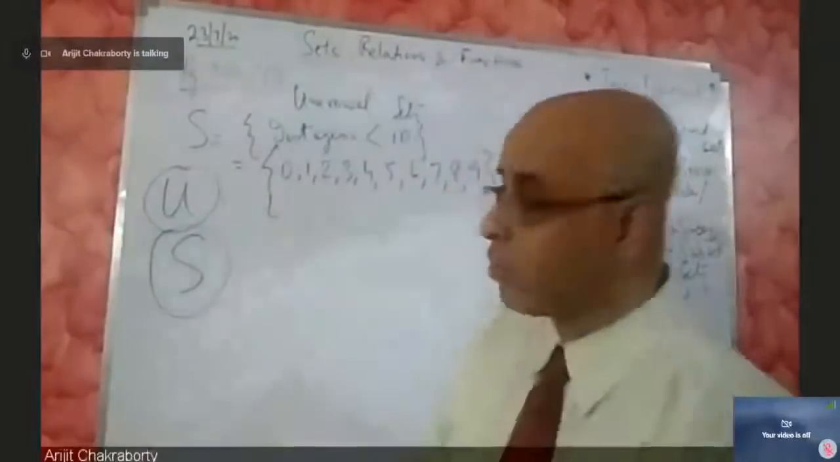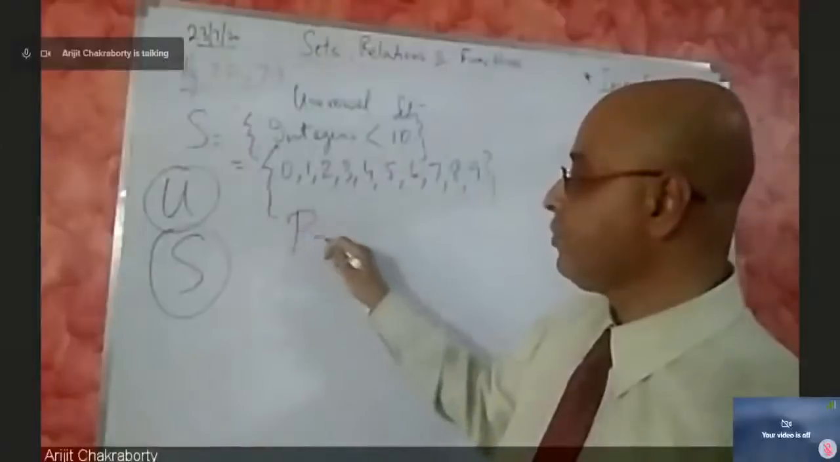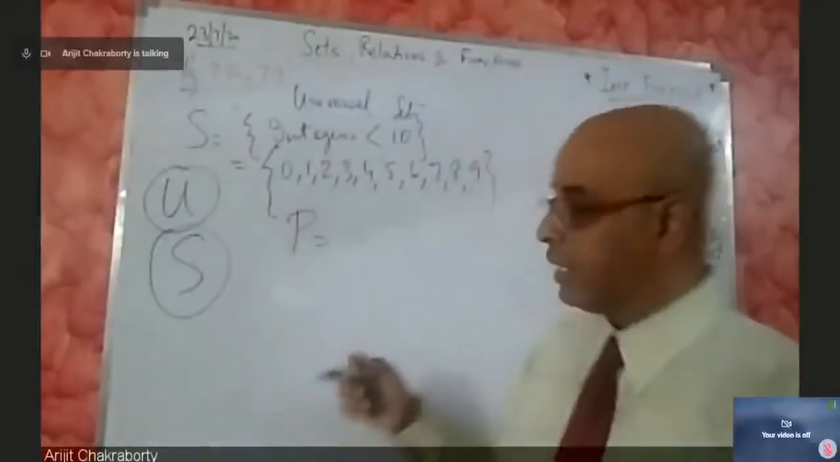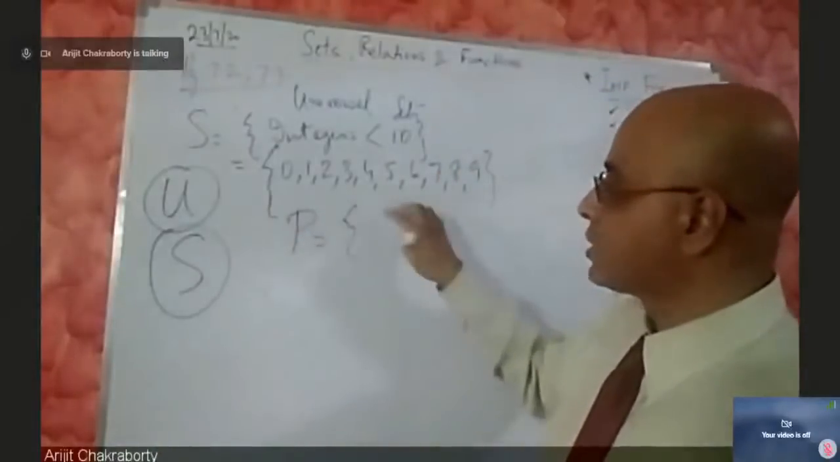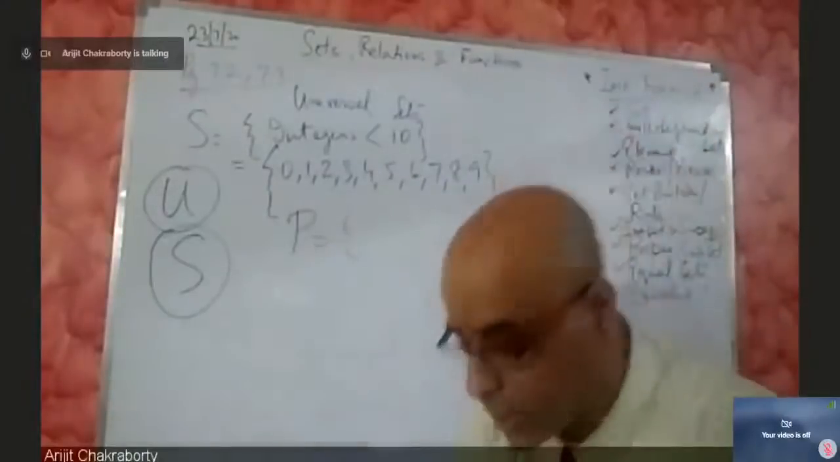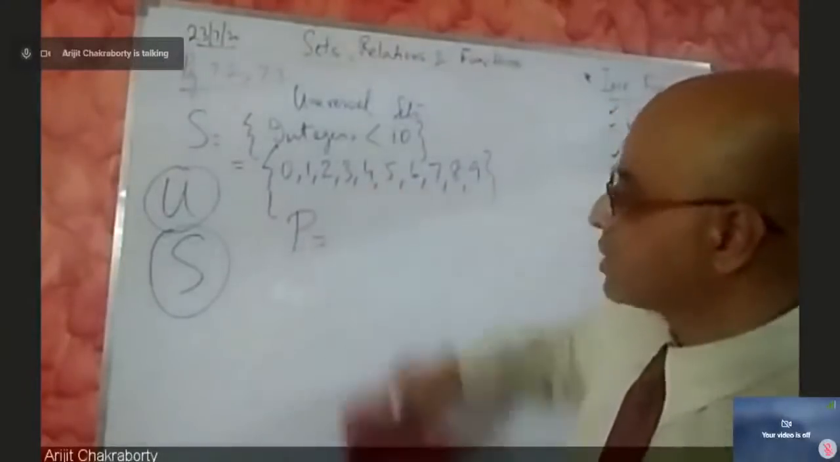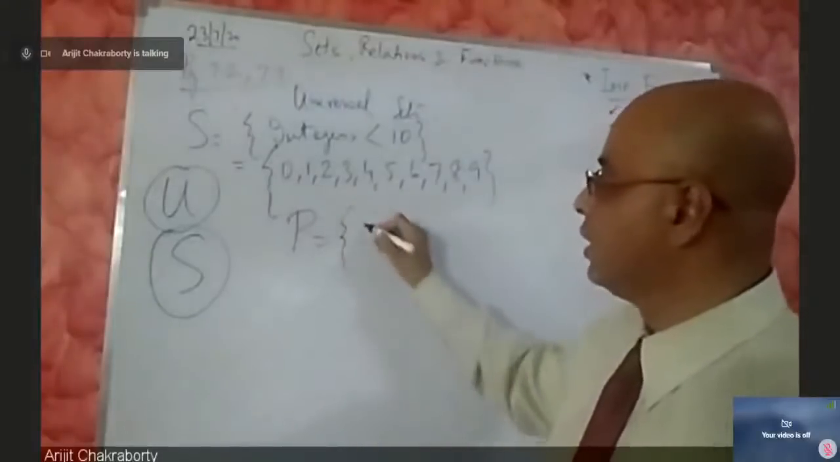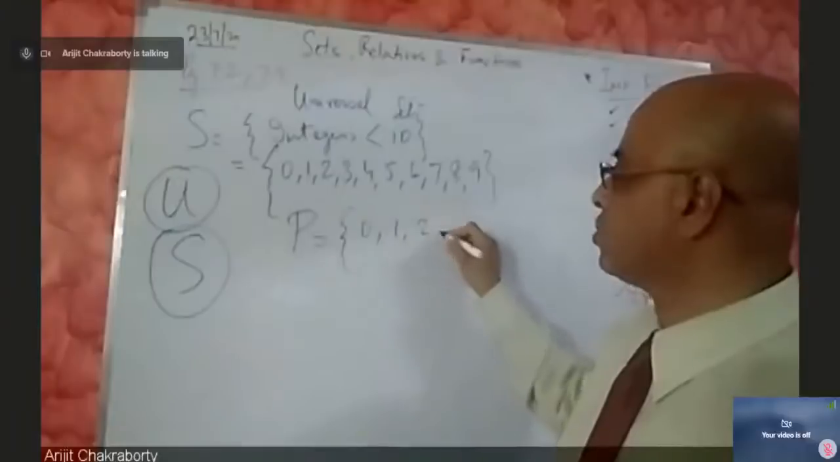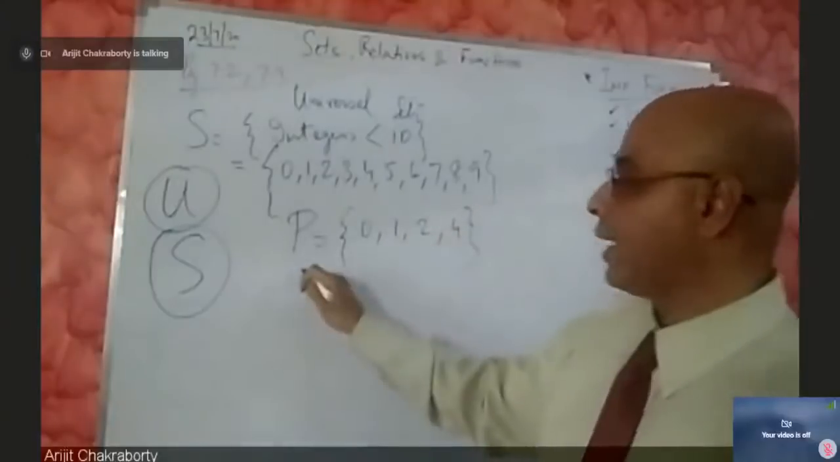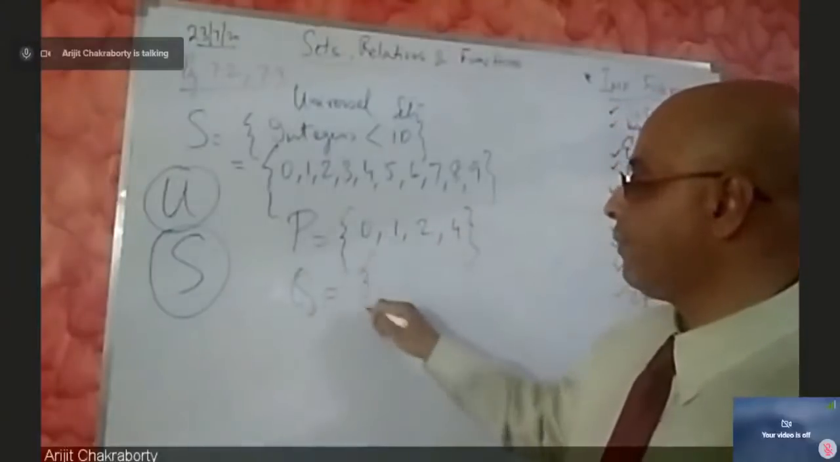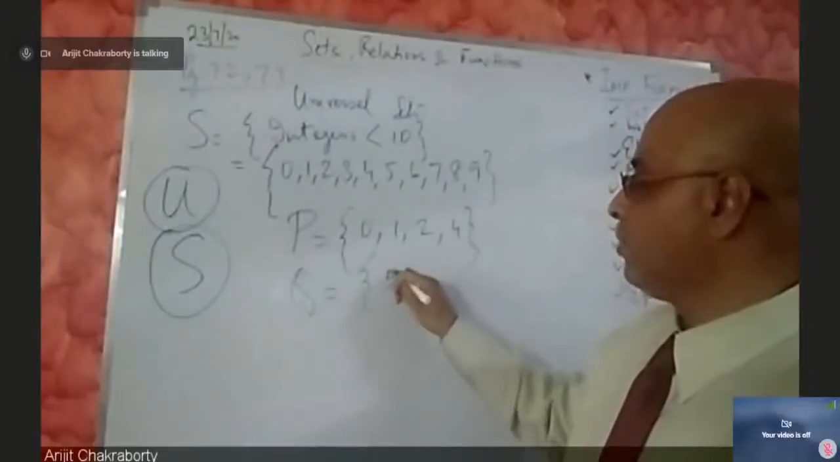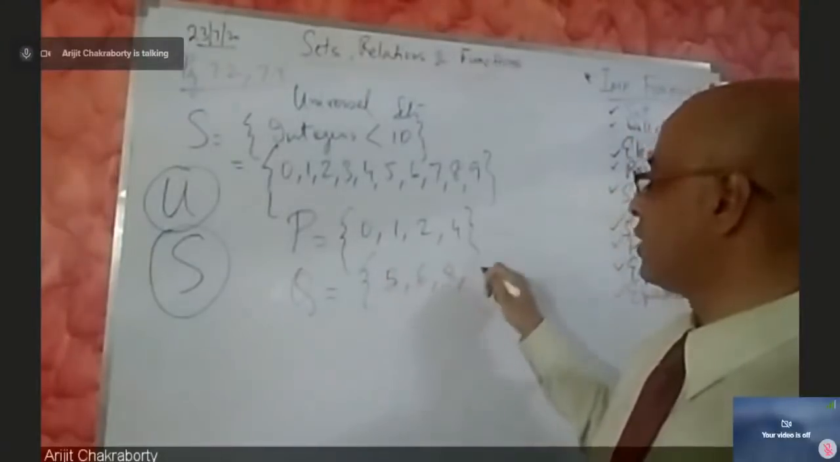Now I am writing two more sets. Set P is, let it be, 0, 1, 2, 4. And set Q is, say, 5, 6, 8 and 9.